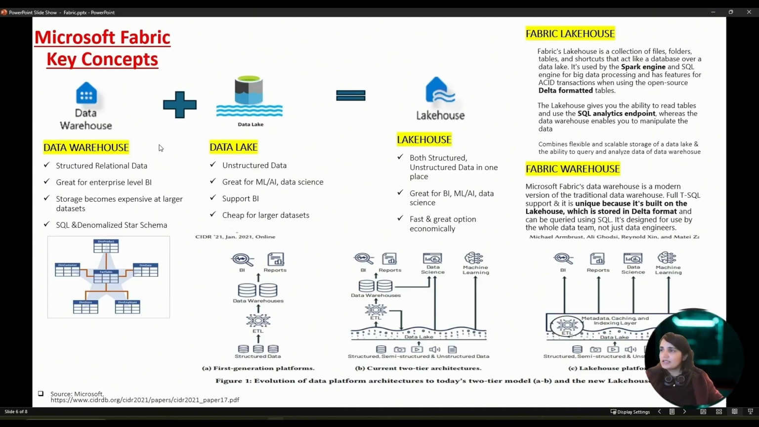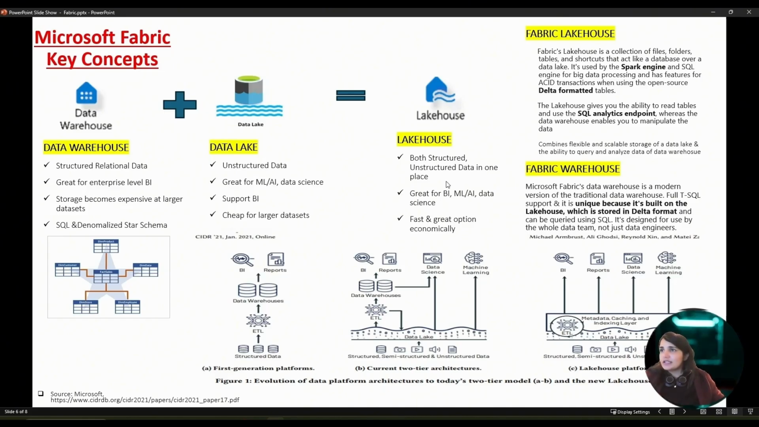Then as the data became bigger and bigger, came the emergence of data lakes, which were very good for unstructured data, for machine learning, AI or data science projects. They support BI. They are cheap if you have a very large data set.